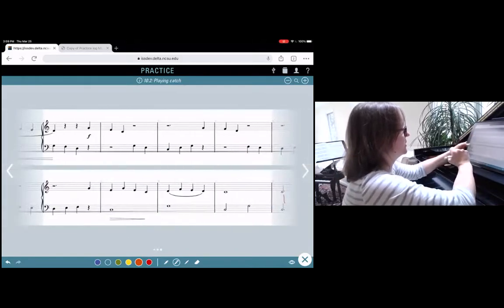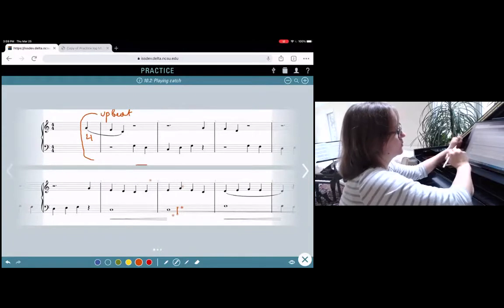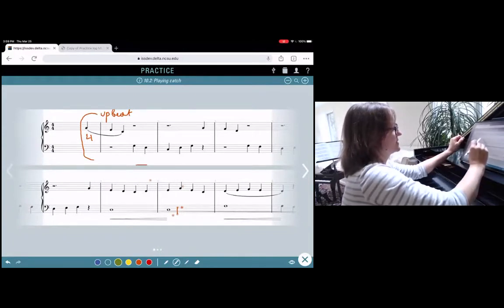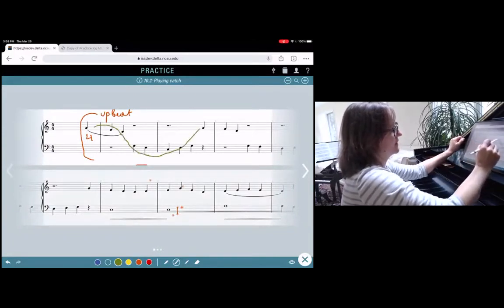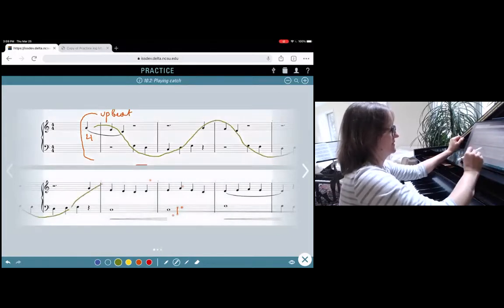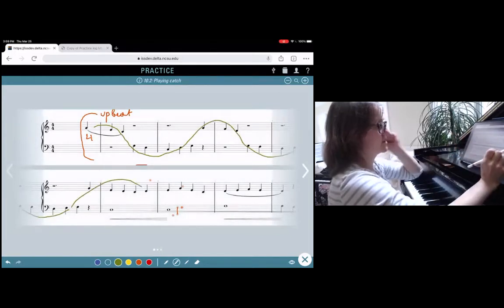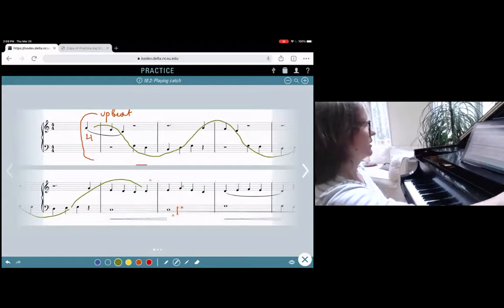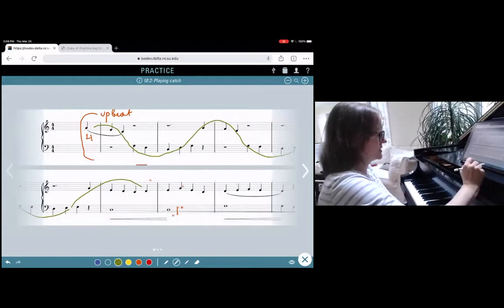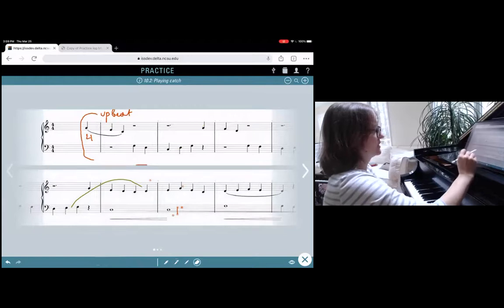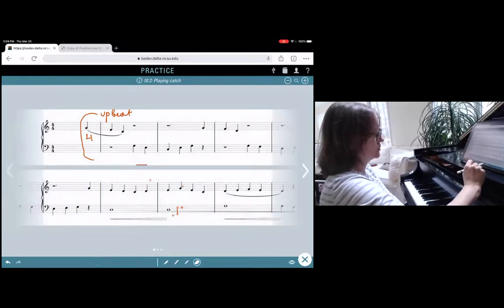So we get an upbeat, and then we have a melody that passes between right and left and back and forth like this, you see? And then eventually it actually stays in the right hand. What else can we see here? Let's look at the pattern. What do we have?